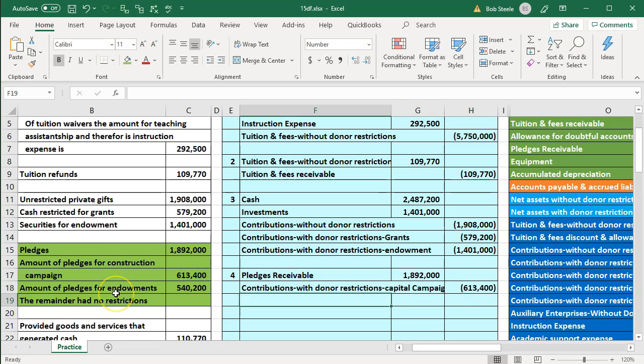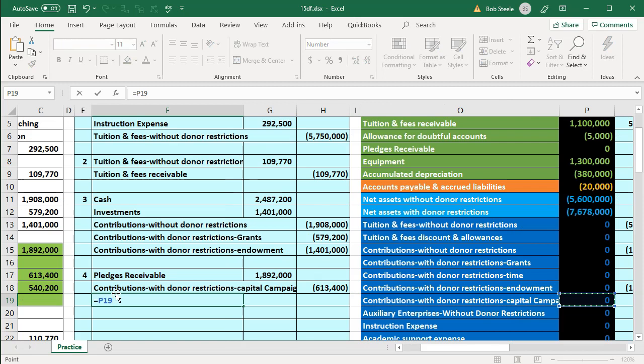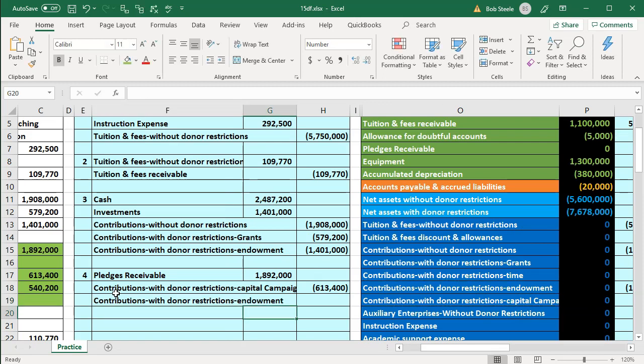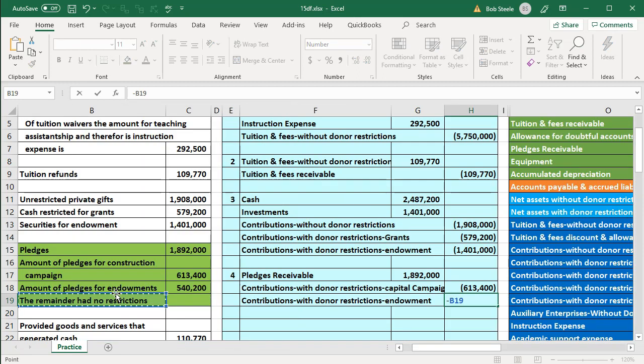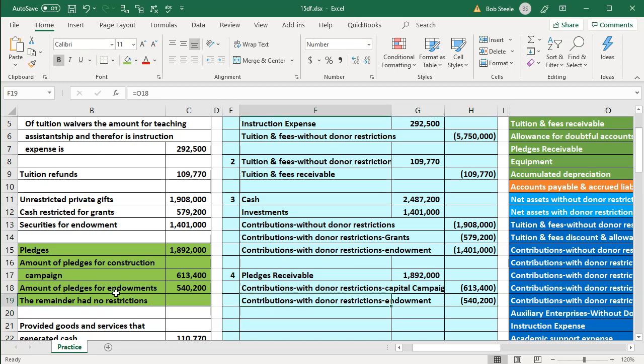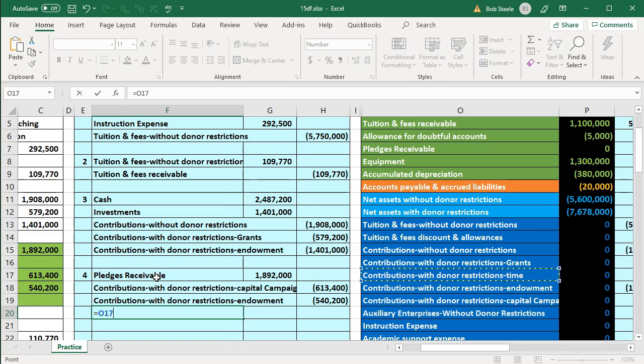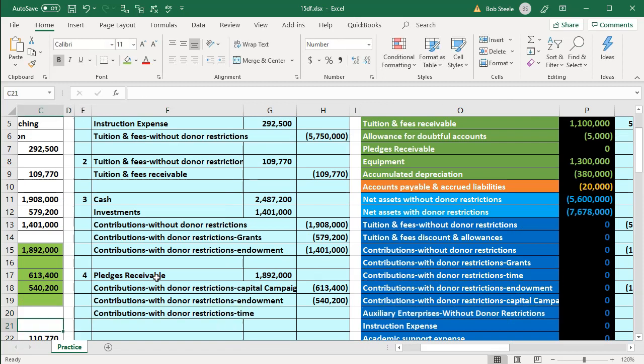Next, we have the amount of pledges for the endowment, the 540. Let's pick that up. So that's going to be a type of contribution, another kind of revenue account, this time restricted by the endowment. That's going to be on the credit side. We're going to credit it for the 540,200. And then the difference between the 1,892,000 and those two is going to be the amount of contributions that are restricted just by time. So we're going to pick up that one, the contributions with donor restrictions with regard to time.